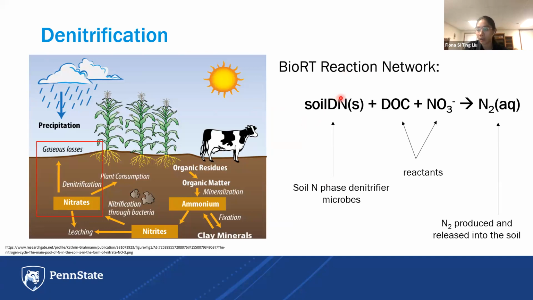The BioRT reaction network is set up as the following, where we have the soil DN solids representing the soil end phase of denitrifying microbes. We have our DOC to signify the electron donor for the denitrification process, as well as our nitrate as the electron acceptor, and then N2 being produced into the aqueous phase and being released into the soil.